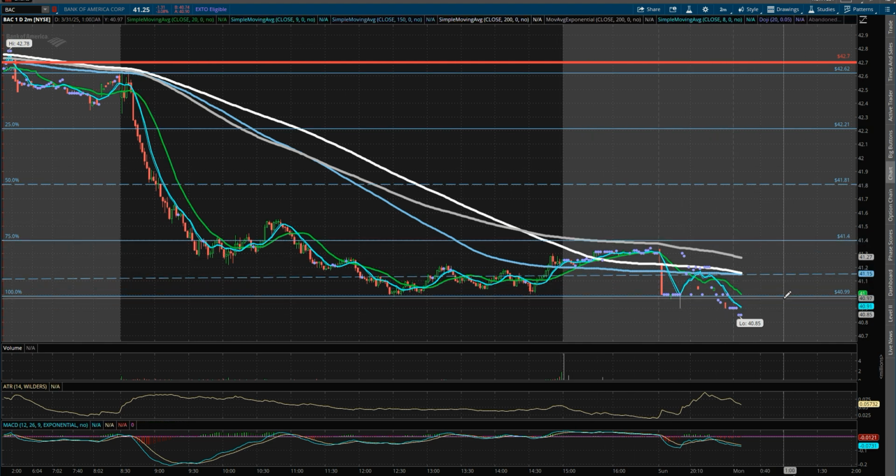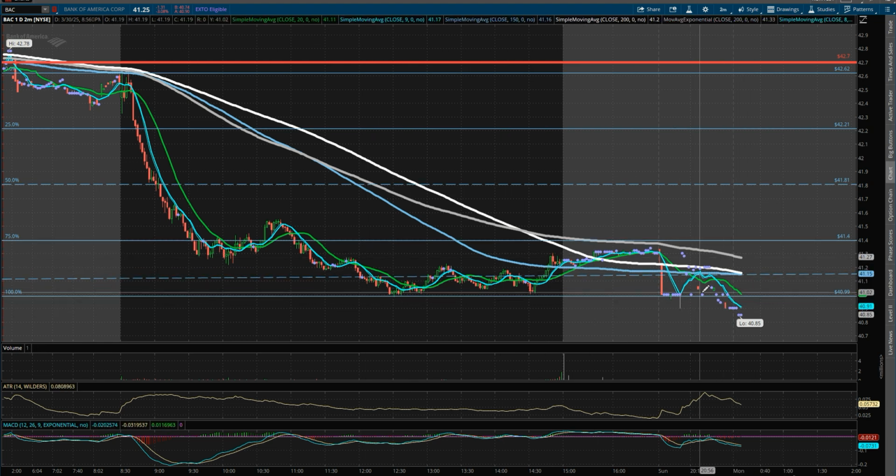And we see here what it did in the after hours. It went to a low of 40.85. But we know at the close on Friday we were at 41.25. So it's continued to sell off into the after hours.